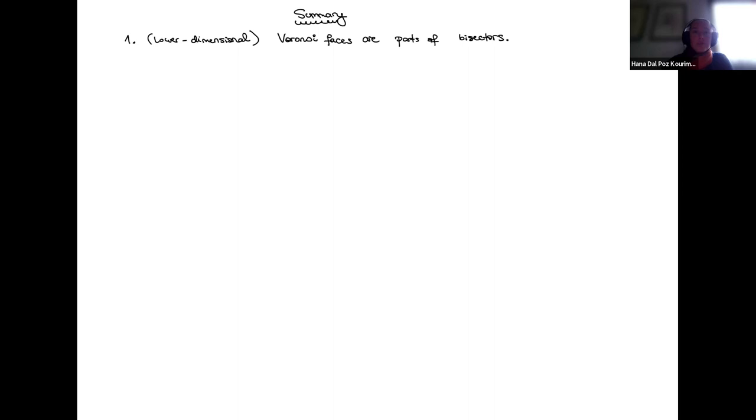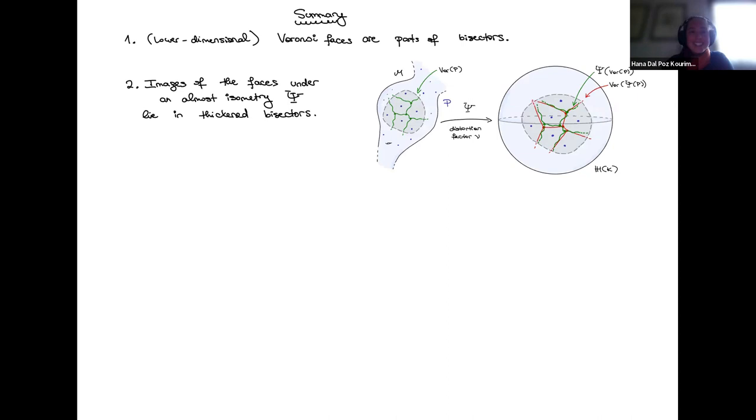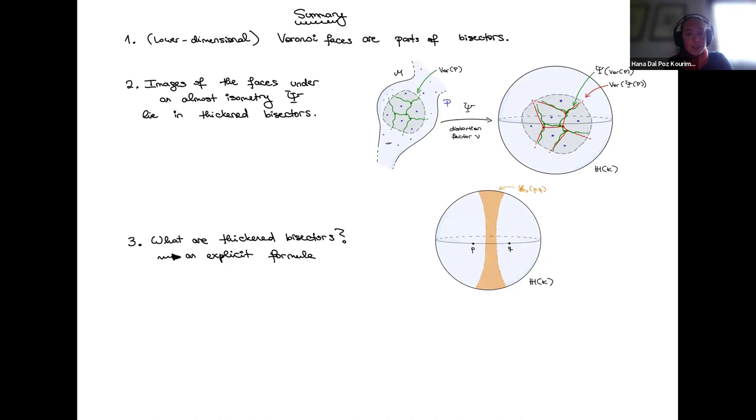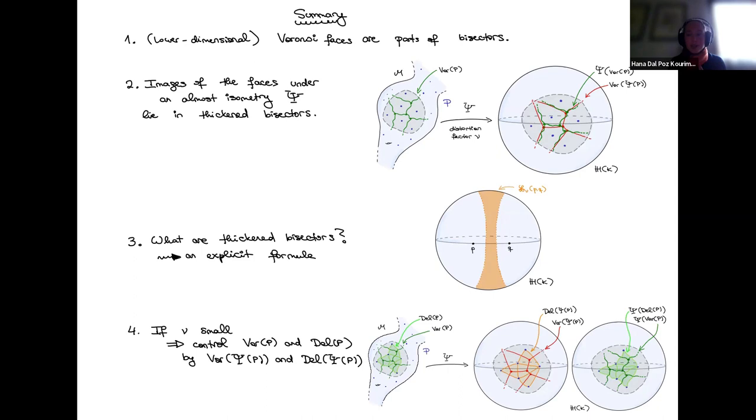And we have done some observations, starting with this Voronoi faces being related to bisectors. And the assumption on this map psi with a very small distortion factor. We have defined and analyzed thickened bisectors. We have obtained an explicit formula. And these observations helped us fix the pipeline. So we are happy.